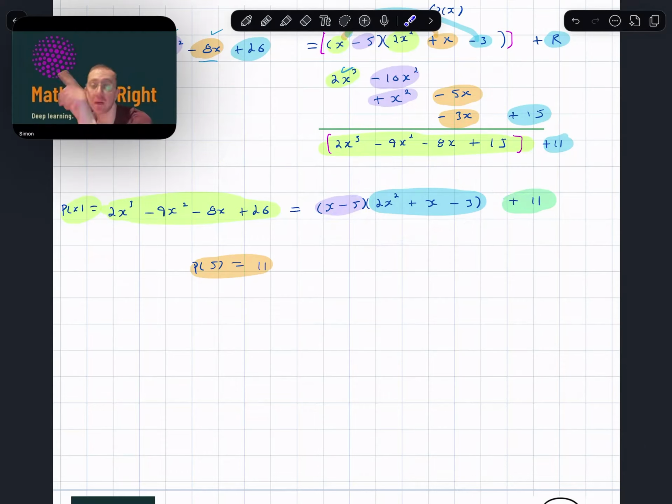But the really important part, the non-trivial part of it, is the other way, saying that if P of some number is equal to 0, then x minus that number is a factor. And this actually follows from the remainder theorem, because it says the remainder, when you plug the number in, is P of 5. So if P of 5 were 0, the remainder would be 0, and x minus 5 would be a factor.